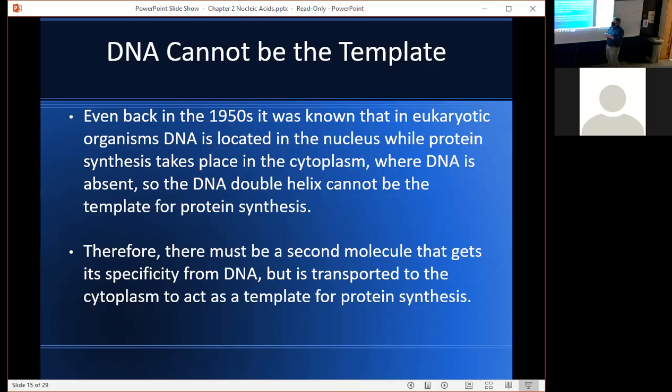Even back in the 1950s, it was known that in eukaryotic organisms, DNA is located in the nucleus, while protein synthesis takes place in the cytoplasm, where DNA is absent. So the DNA double helix cannot be the template for protein synthesis. Therefore, there must be a second molecule that gets its specificity from DNA, but is transported to the cytoplasm to act as a template for protein synthesis. They knew there had to be some intermediate between the DNA and where protein synthesis takes place in the cytoplasm.